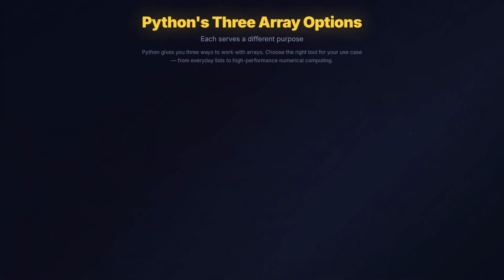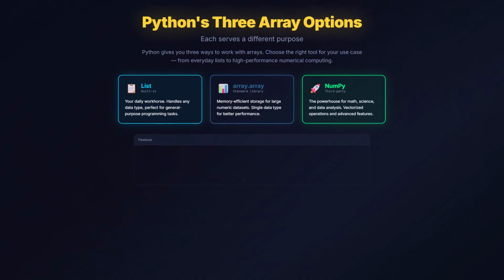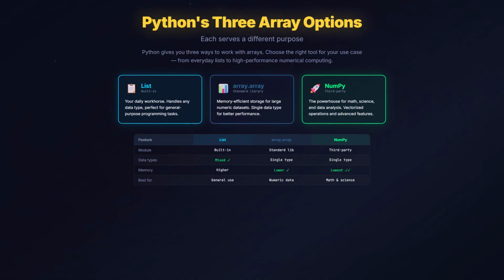Python gives you 3 ways to work with arrays, and each has a different purpose. Lists are built in and perfect for general-purpose work with mixed data types. The array module from the standard library gives you memory-efficient numeric storage, and NumPy arrays from the third-party NumPy package are the powerhouse for math, science, and data analysis. We'll cover all 3, so you can choose the right tool for your use case.